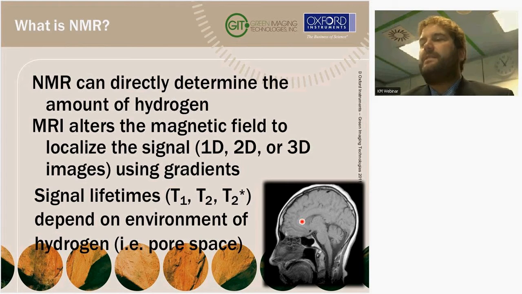And these signal lifetimes depend on the environment of the hydrogen. So by environment, I mean what hydrogen is in a big pore versus a small pore, what hydrogen is attached to a small molecule or a big molecule, the mobility of those molecules, all kinds of different things. That's where we get the information from NMR. So not just how much hydrogen, but we can tell something about the environment of hydrogen, and that's how NMR becomes a valuable tool.